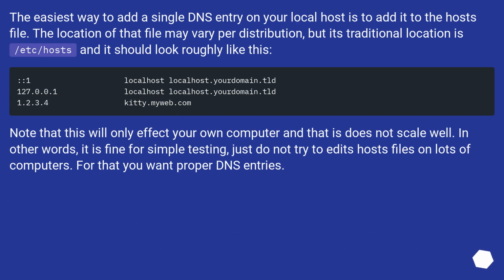The easiest way to add a single DNS entry on your local host is to add it to the hosts file. The location of that file may vary for distribution, but its traditional location is /etc/hosts, and it should look roughly like this. Note that this will only affect your own computer and that does not scale well. In other words, it is fine for simple testing, just do not try to edit hosts files on lots of computers. For that you want proper DNS entries.